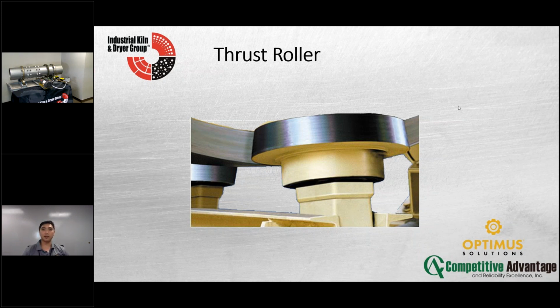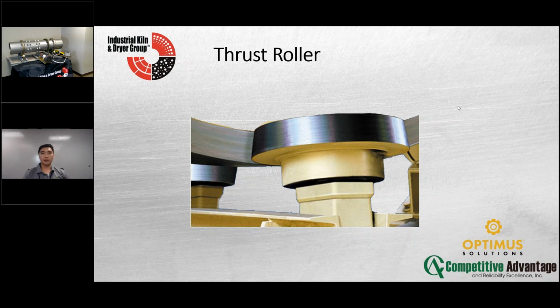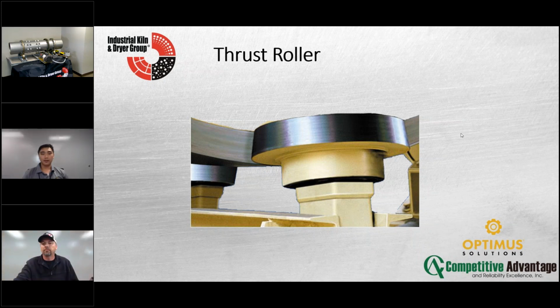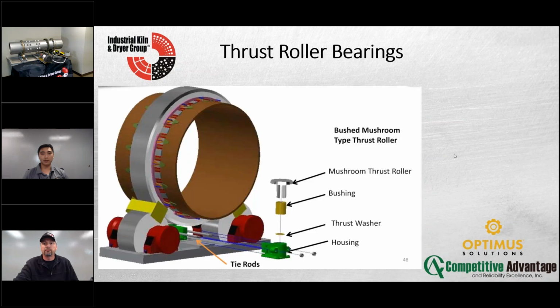We talked a little bit about it. We showed you a little bit on the details of what that would look like. I would say this is a traditional type of thrust roller system. You've got the mushroom thrust roller, which is a mushroom because it looks like a mushroom. Then the bushing, which is effectively your bearing, and then your thrust washer, and then the housing. Very simple. It's there to only hold the thrust, not the whole unit.